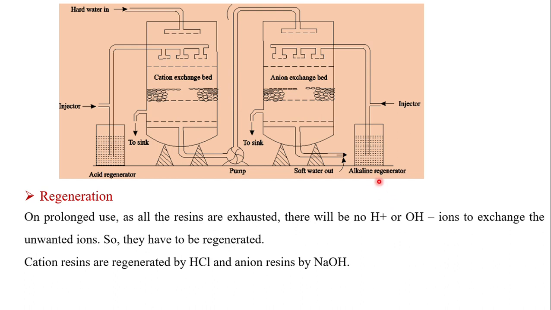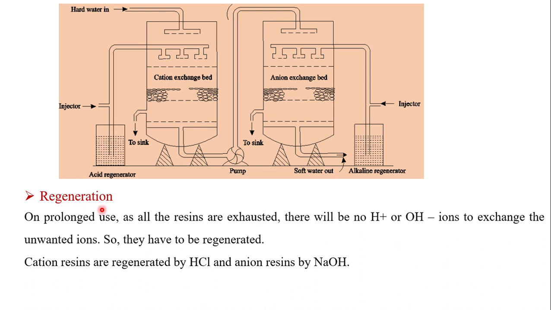So at that time it is necessary to regenerate the columns and make them work again. How will we come to know that the resin is exhausted of H plus and OH minus ions? The water which is coming out here will be tested. If the hardness is very high, it implies that the columns are not functioning. At that time it is necessary to regenerate.